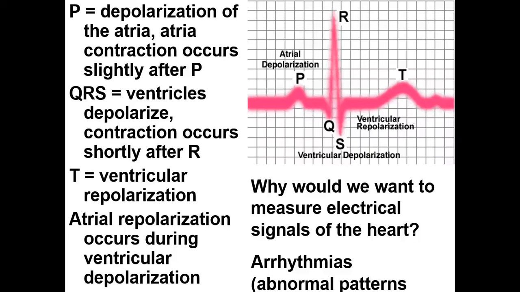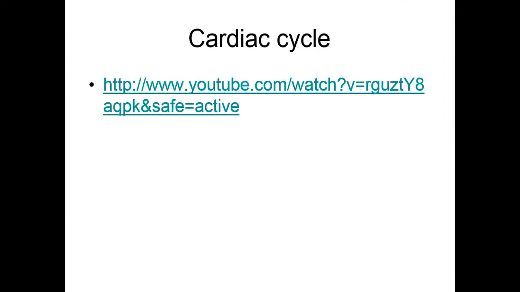So, why would we want to measure electrical activity? So we can figure out abnormal patterns of the heart. We want to know what are called arrhythmias. You can have tachycardia, you can have bradycardia, you can have repeated ventricular contraction. If we can identify abnormal patterns, we can identify abnormalities in the heart, which allow us to treat disorders a little better.